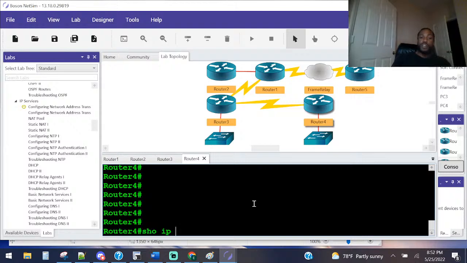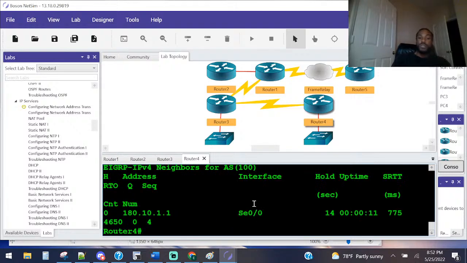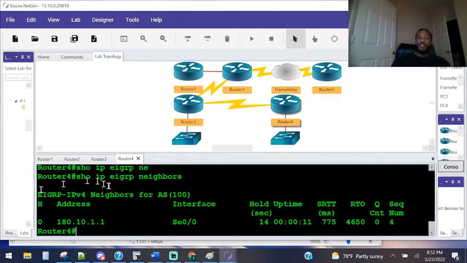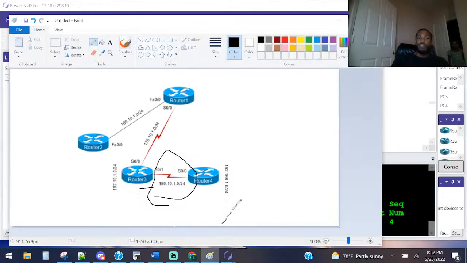We can check our work with what? Show ip eigrp neighbors. And we'll see from router 4's vantage point, he has one neighbor, right? He says, I have a neighbor. Who is it? It's this guy right over here. And he speaks in EIGRP.